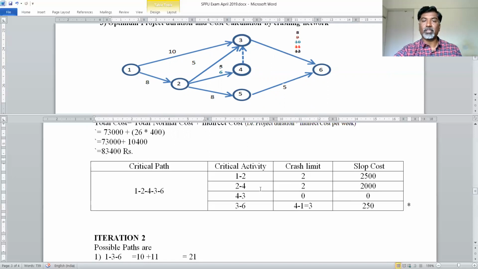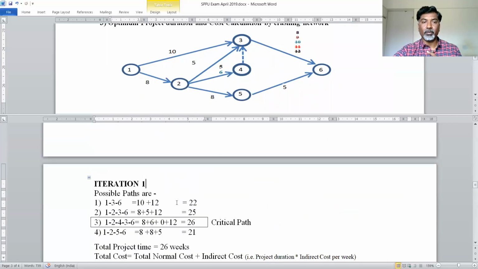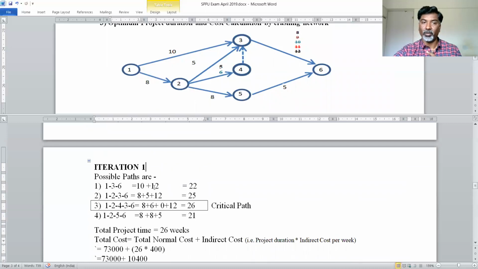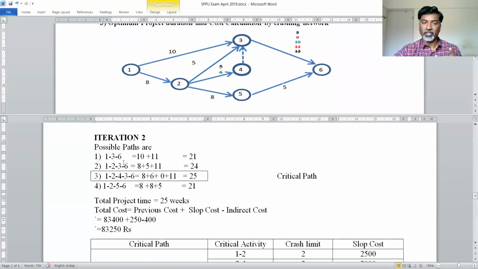Getting? Now I have to start second iteration. In second iteration, you have to identify possible path for your project and their associated cost. So in this case, the cost 3 to 6 we have to take as 11, because in previous iteration we have taken the cost 3 to 6, 12. Now we have crashed this activity by 1. 12 I have crashed by 1, so it becomes 11. So in second iteration I have taken the time required to complete activity, starting from 3 to ending with 6, from 12 to 11.